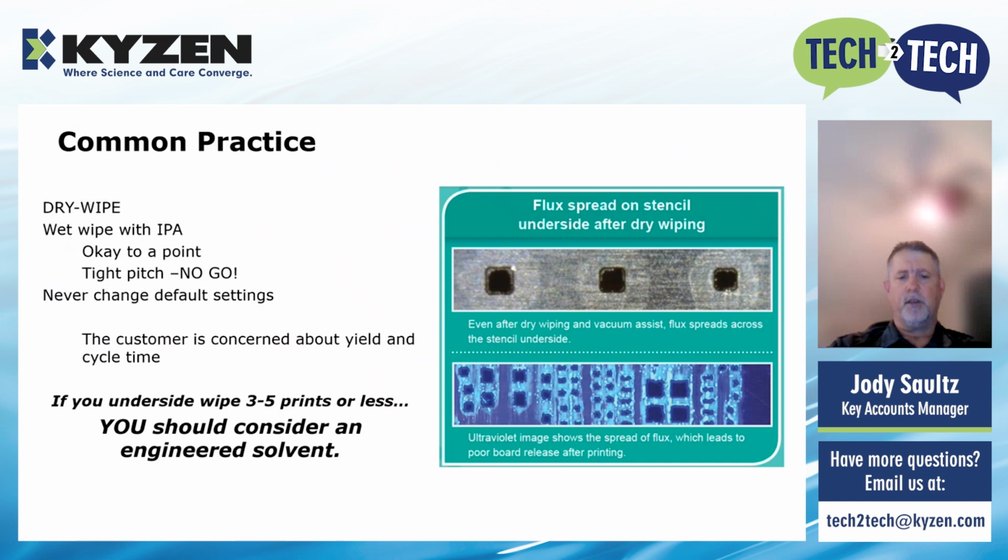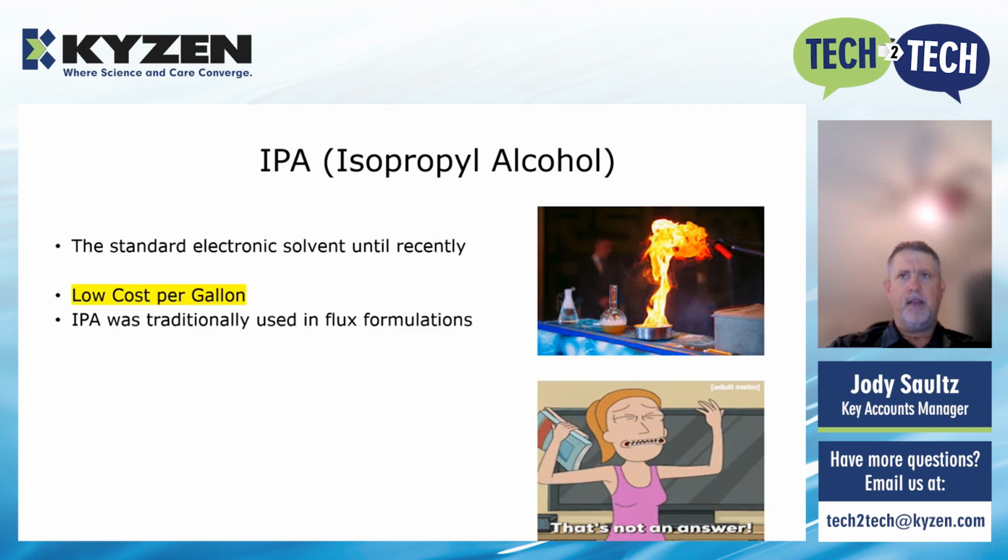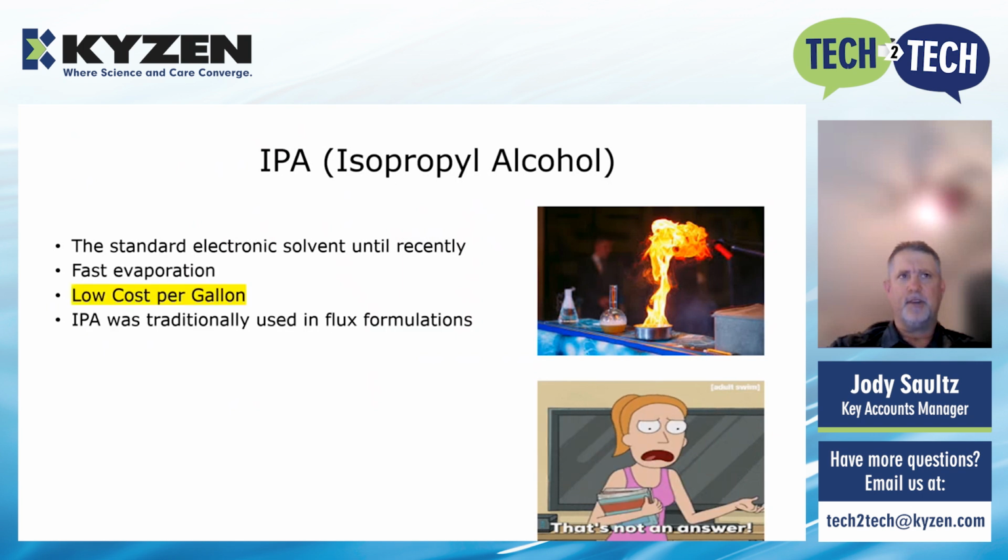If you're concerned about yields or cycle times, or if your underside wipe process is wiping every 3 to 5 prints or less, you probably really should consider an engineered solvent. It'll drastically help your performance of the printer and your efficiency. So IPA, that's not the answer.